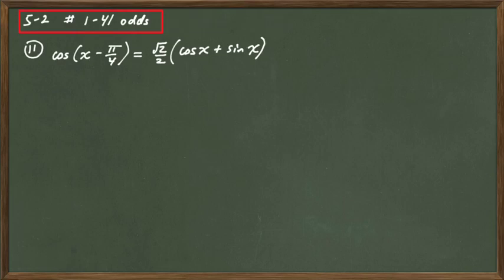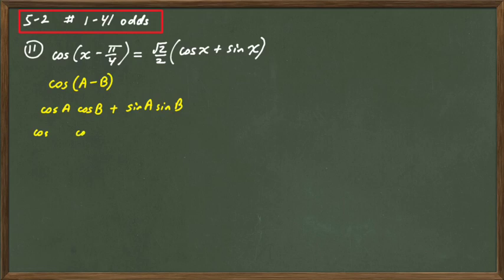To do these, you really have to know your identities. Cosine of A minus B factors in, or it doesn't factor, but what does it become? It becomes cosine, cosine, the opposite, so it's plus, then sine times sine. So what we're going to do is fill in what A is and what B is. What's A? Is A x? What's B? Pi over 4.